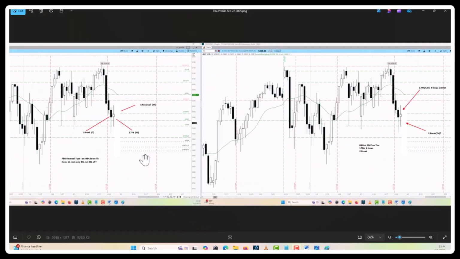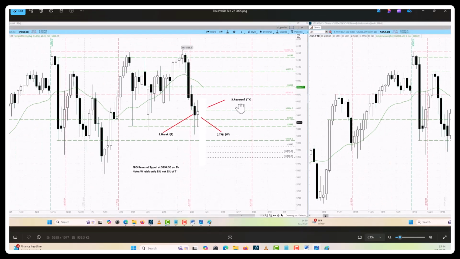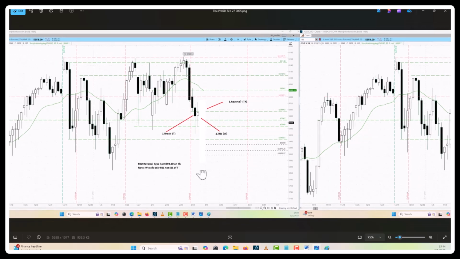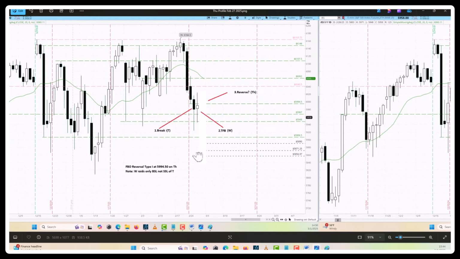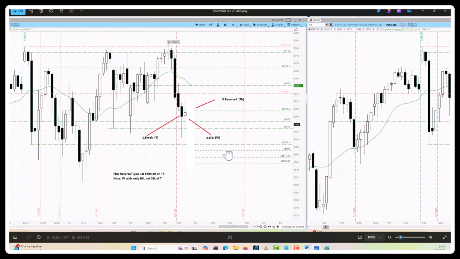All right, here's how we put it all together. Basically, before Thursday, we have two scenarios. The first one is the long setup, which is a fall breakout reversal type one at the level 90.94. So basically, you have a break and test from below, and then reverse.